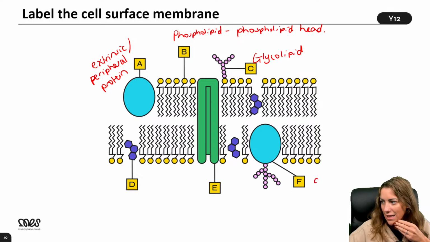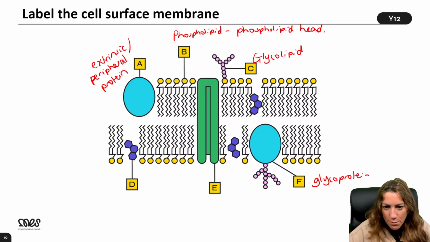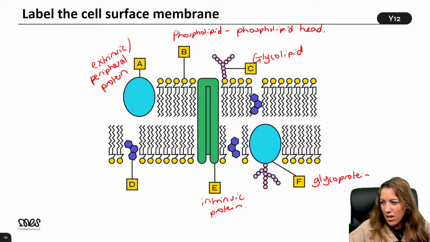F, good, is a glycoprotein because I've got part carb, glyco, part protein, which is the big blue circle. So that would be a glycoprotein. Good. E, channel. So yeah, there's a few things we could say for E. We could say it's an intrinsic protein. It looks like a channel protein, doesn't it? Kind of. So maybe that's meant to be a channel protein.